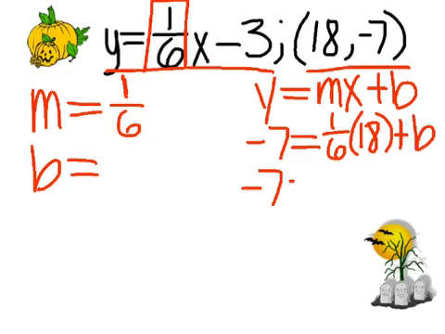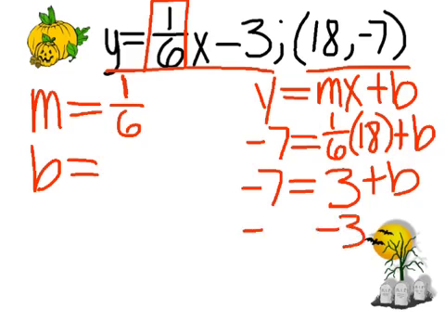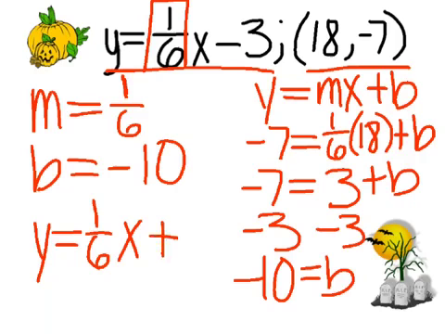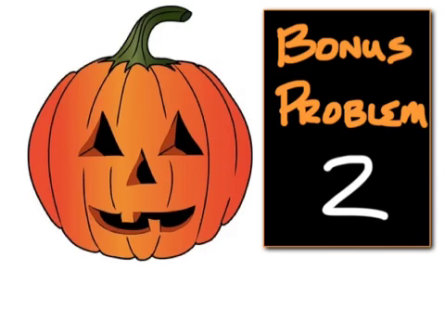Okay, 1/6 times 18 gives us what? That's 3 plus b. We subtract 3 from both sides. Our y-intercept is going to be negative 10. When we plug this back in, we get y is equal to 1/6x plus negative 10, or minus 10.